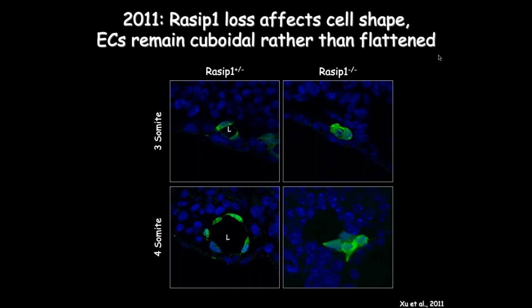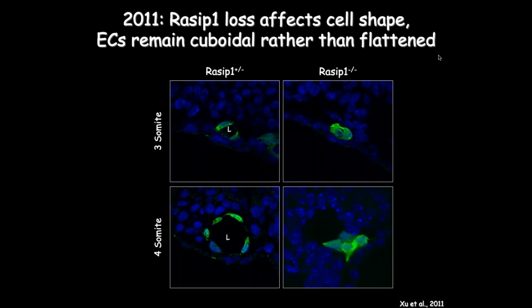I was just wondering if you've looked at other candidates from your E8.25 screen. It's kind of amazing how severe the RAS-IP1 defect was, and I wondered if your other candidate genes were redundant, or if there are others like RAS-IP1.